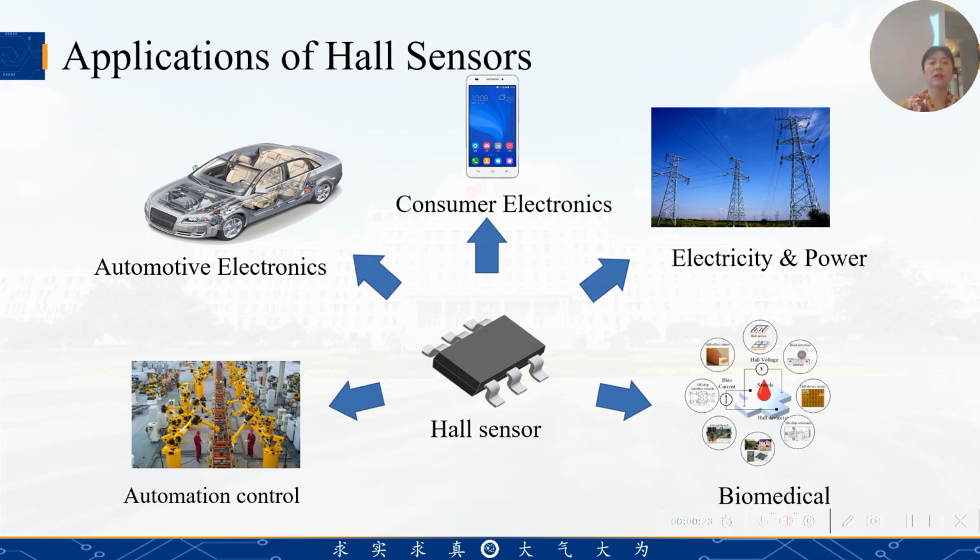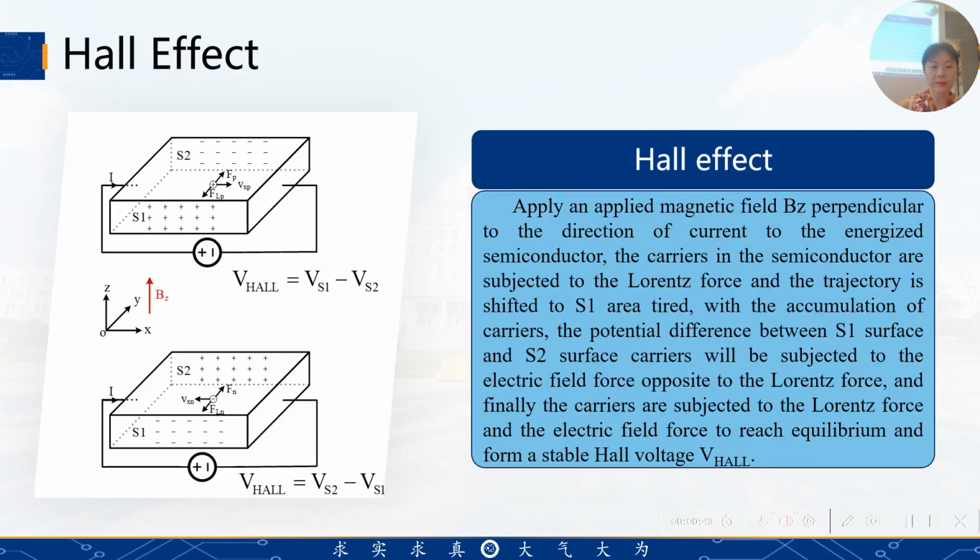The Hall sensor has many applications. For example, it can be used in consumer electronics, in automotive electronics, in electricity power transformation and automation control, and the Hall sensor has a very broad market. And it is based on the basic Hall effect.